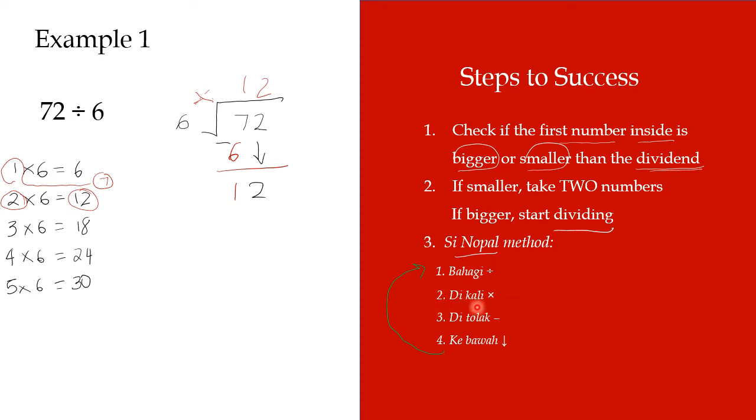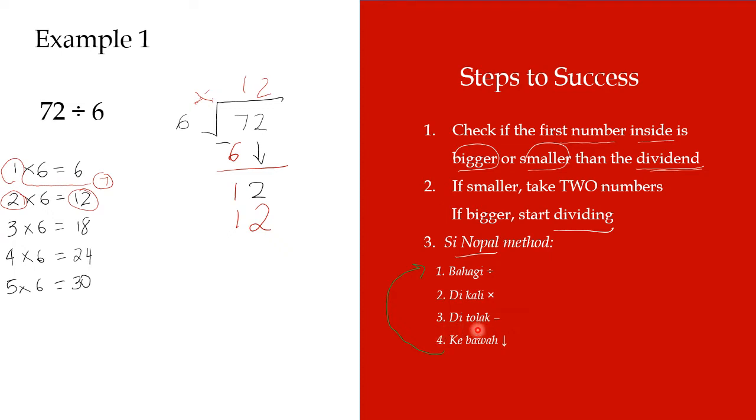Then step 2, dikali. Dikali here means times. Dikali this number. So it's 2 times 6. So what is 2 times 6? That gives us 12. Now you're going to write down 12 over here. So step 2 is done.